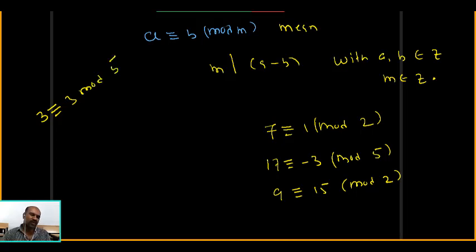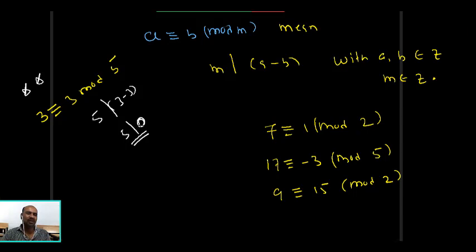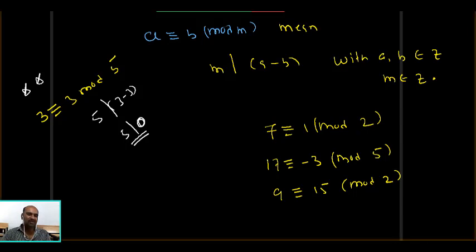Very important. What is the meaning? 5 divides 3 minus 3, that is, 5 divides 0. That is correct, no? We did the property of 0 already. 5 divides 0. Don't think of 5 by 0, that is not correct. 5 divides 0, or this is actually 0 divisible by 5.